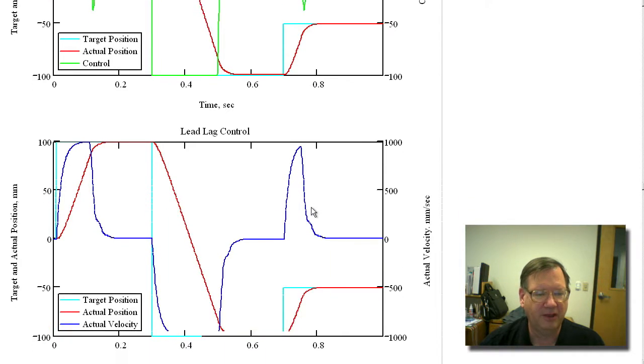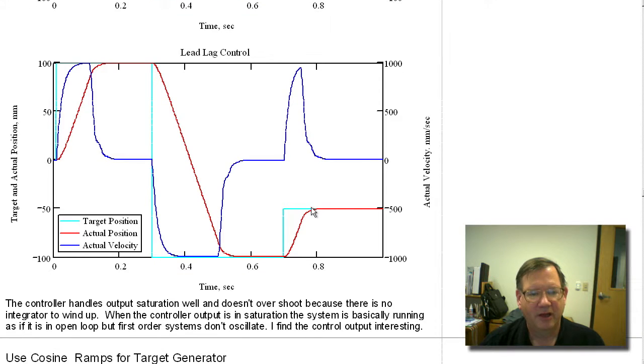And we can take a look at the velocities, and you can see the velocity goes up to, the velocity is on the right-hand scale here. We go to 1,000 millimeters per second, then it slows down, and what you notice here is that it doesn't go negative and then come back up. If it did that, then we would know that we had overshot the position.